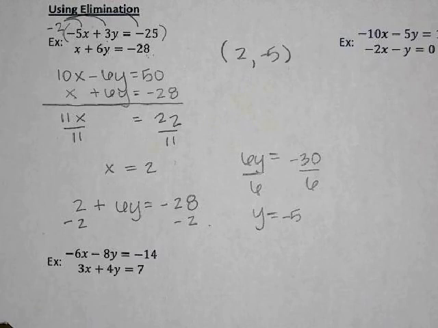Let's go to Desmos. So I'm going to graph both of these equations, -5x + 3y = -25, and x + 6y = -28, and I can see that they cross at the point (2, -5). So that's all we're doing. Two lines, where do they cross? Okay, let's try the next one.